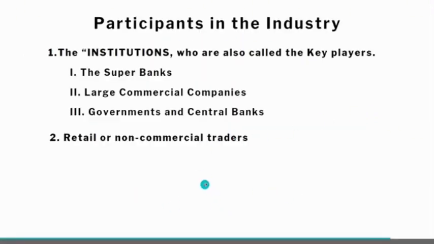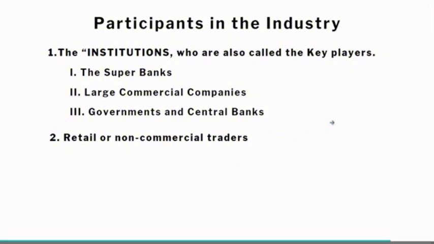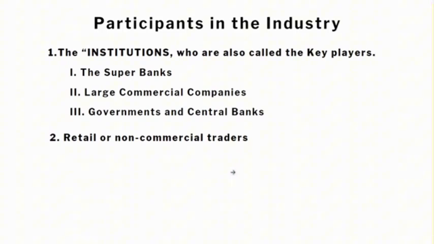So let's go to the next thing, the participants in the industry. You will hear me talk about the institutions, the big players, the institutions who are also called the key players. You can see these are the 2 major players in the market, the institutions and the retail or non-commercial traders. I am a retail trader, you are a retail trader. In the crypto world, we call the institutions the whales. You can see the super banks, large commercial companies, governments, and central banks. So these are the major players because they come with heavy money. Block transactions are done by them. So you have to take notice of these guys.